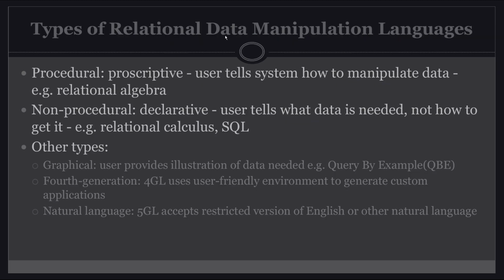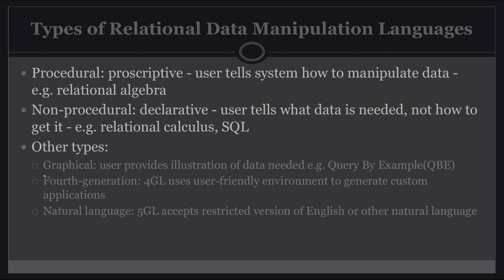Now, types of relational data manipulation languages. Okay, let's just read this. The procedural ones are prescriptive, which means the user tells the system how to manipulate the data. For example, relational algebra. The non-procedural ones are declarative, which means the user uses the language to say what data is needed, not how to get it. For example, the relational calculus and SQL.